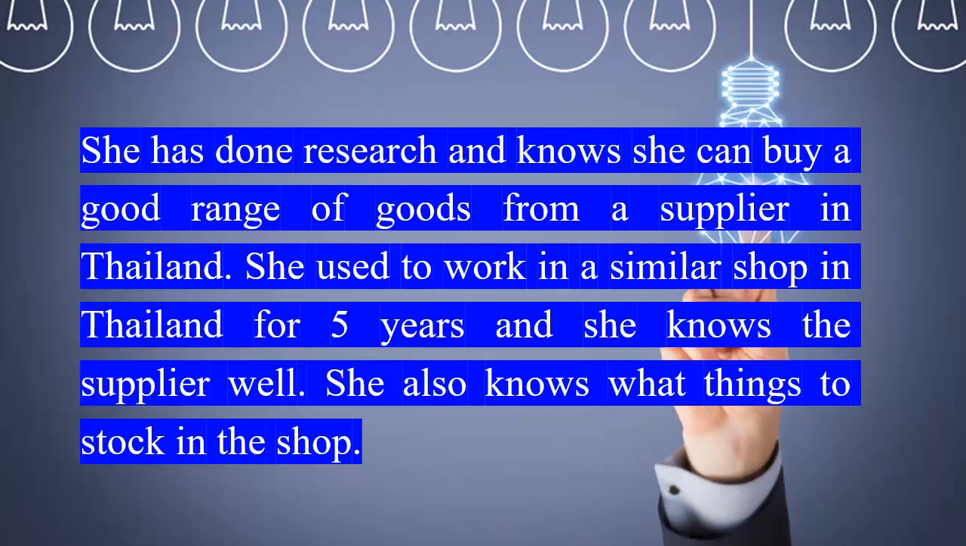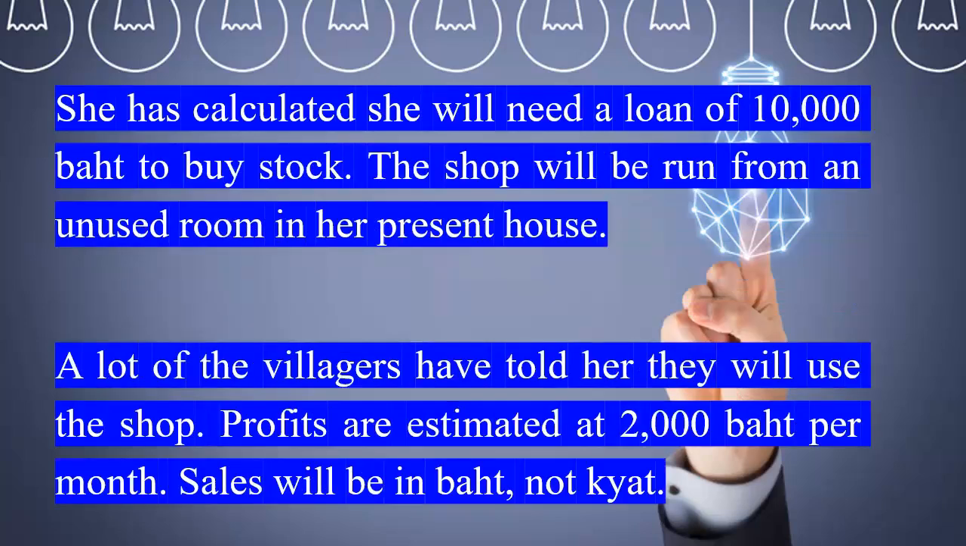She has done research and knows she can buy a good range of goods from a supplier in Thailand. She used to work in a similar shop in Thailand for 5 years, and she knows the supplier well. She also knows what things to stock in the shop. She has calculated she will need a loan of 10,000 baht to buy stock. The shop will be run from an unused room in her present house. A lot of the villagers have told her they will use the shop, and her profits are estimated at 2,000 baht per month. Sales will be in baht, not kyat.